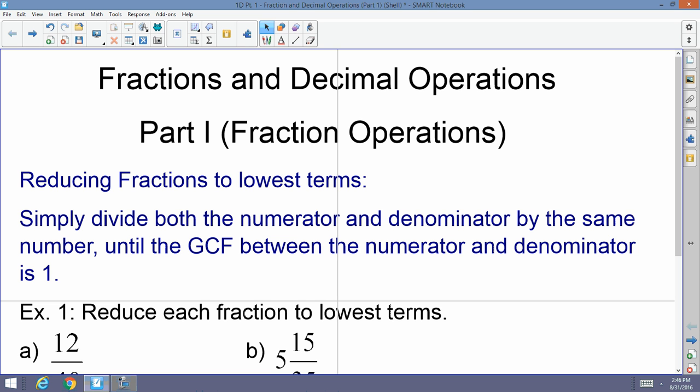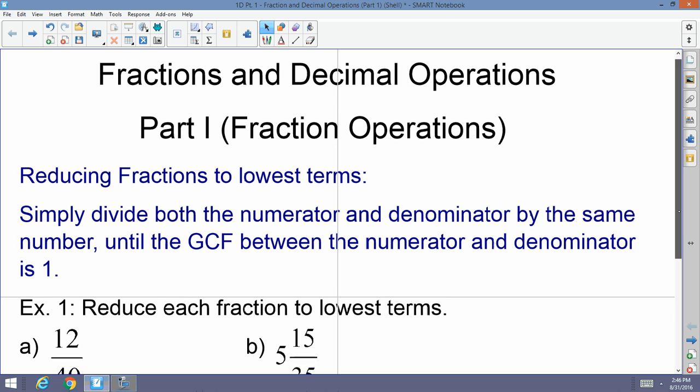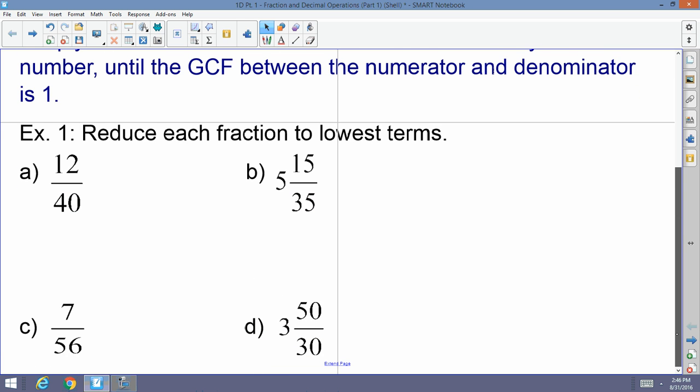So it's pretty simple. We're going to use equivalent fractions. We're going to change the appearance of the fraction, but not the value. Okay? And that's simply done by dividing the same number to both the numerator and the denominator. So let's do just a few examples.